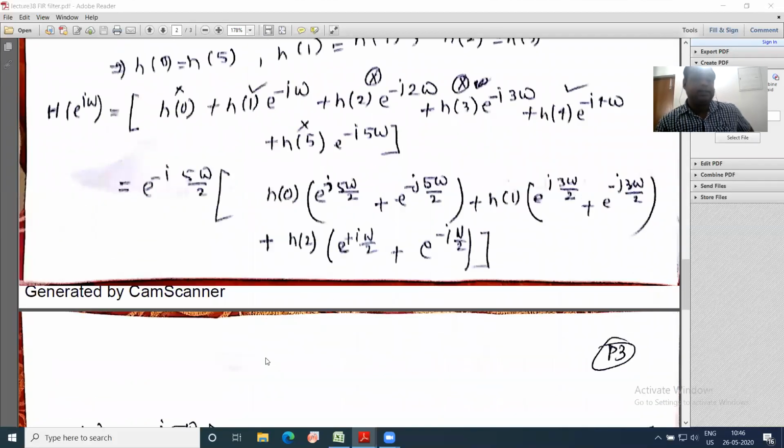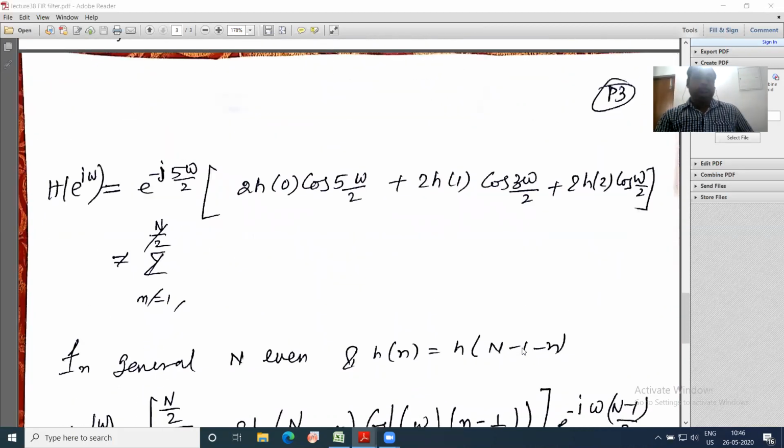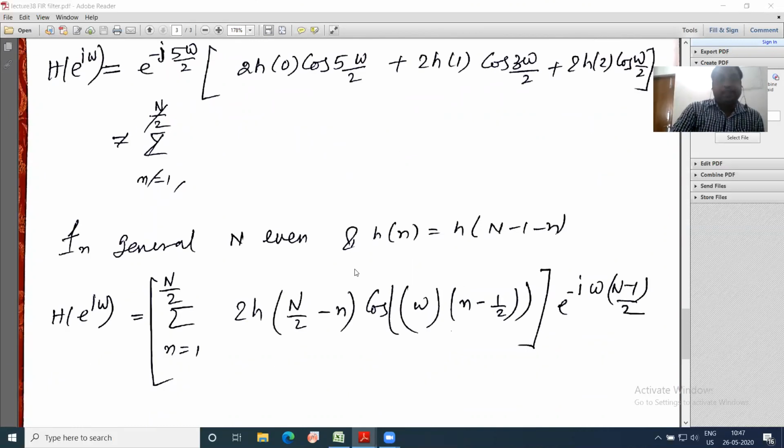Now if I write the next thing, I can write H of e power j omega, so e to the power minus j5 omega by 2, so 2h0 cos 5 omega by 2 corresponds to this term, 2h1 cos 3 omega by 2, and 2h2 cos omega by 2. So in general, if n is even and h of n equals h of n minus 1 minus n, then I can write H of e power j omega equals summation n equal to 1 to n by 2 of 2h of n by 2 minus n cos omega n minus 1 by 2, e power j omega n minus 1 by 2.